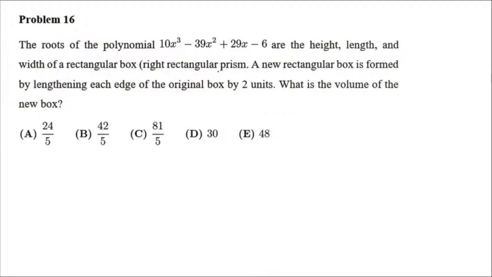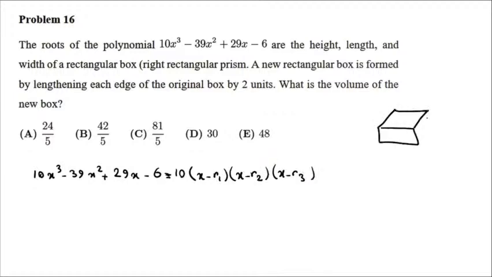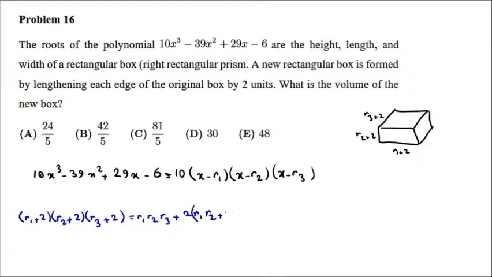Okay, so let's see. It says rectangular prism, and we increase each side by 2. So the roots, suppose, let me write, it is 10x cubed minus 39x squared plus 29x minus 6. It will be 10 times x minus r1, the first root, x minus r2, x minus r3, and we have a cube, the length, r1 plus 2, r2 plus 2, r3 plus 2. Because we want to find the volume, we should find r1 plus 2 times r2 plus 2 times r3 plus 2, and if we calculate, it will be r1 r2 r3 plus 2 times (r1 r2 plus r1 r3 plus r2 r3) plus 4 times (r1 plus r2 plus r3) plus 8.